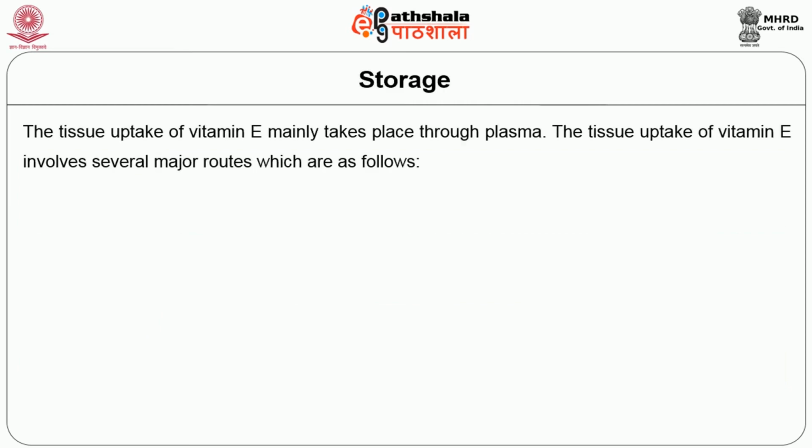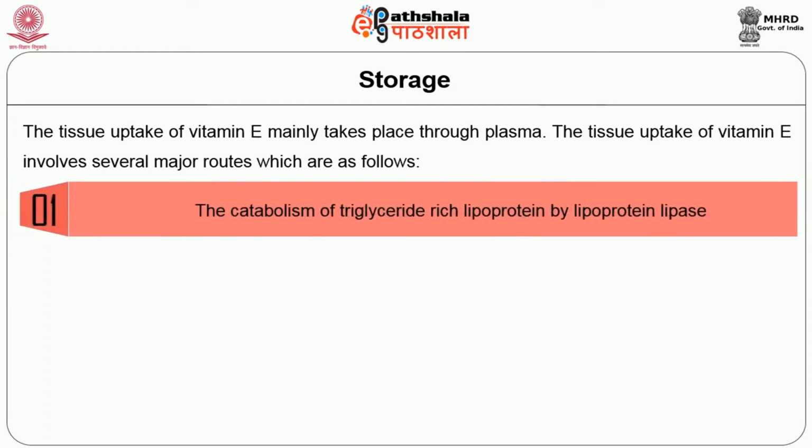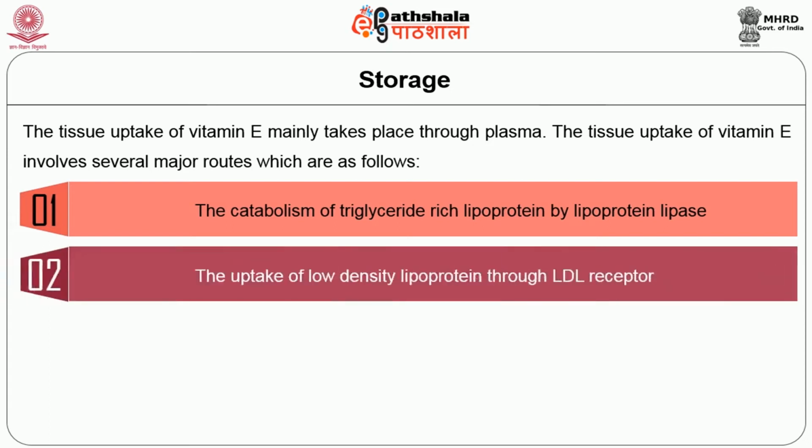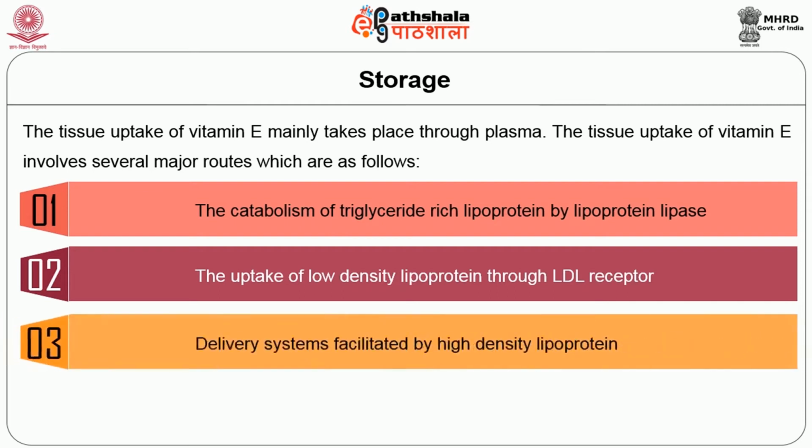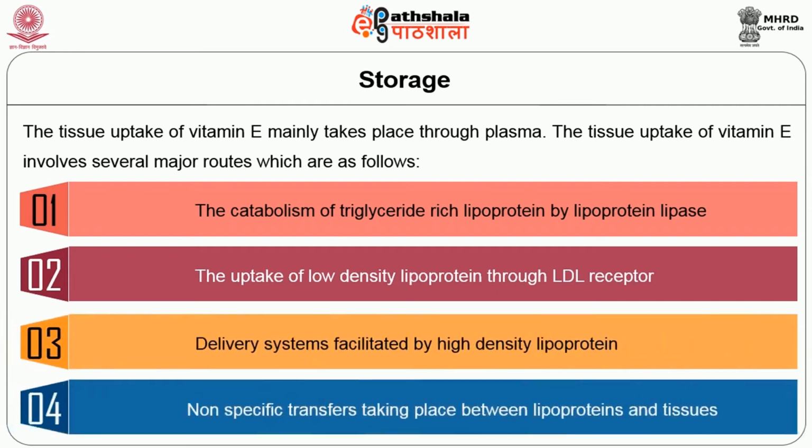Storage. The tissue uptake of vitamin E mainly takes place through plasma. The tissue uptake of vitamin E involves several major routes, which are as follows: the catabolism of triglyceride-rich lipoprotein by lipoprotein lipase, the uptake of low-density lipoprotein through the LDL receptor, delivery systems facilitated by high-density lipoprotein, and non-specific transfers taking place between lipoproteins and tissues.